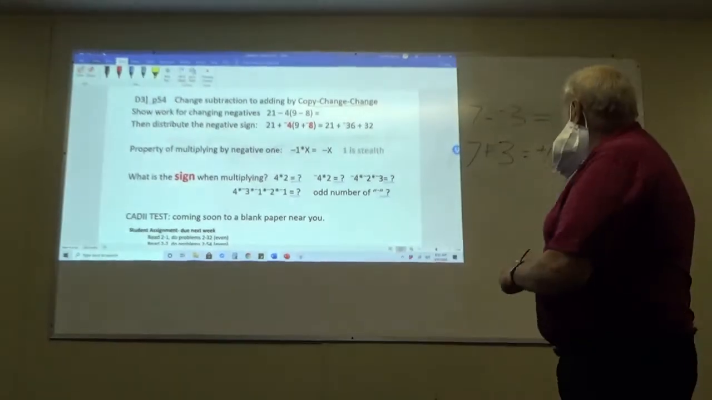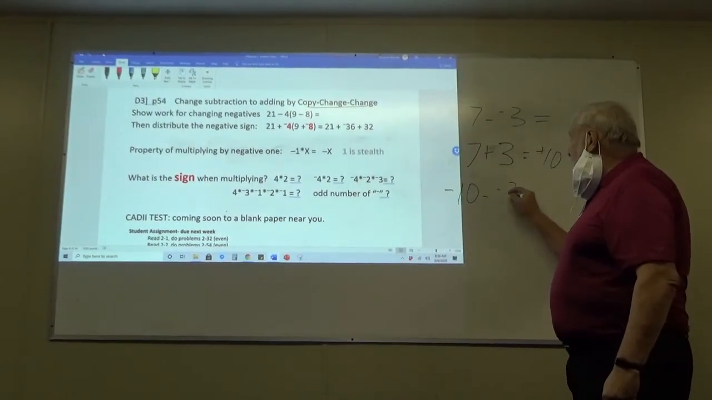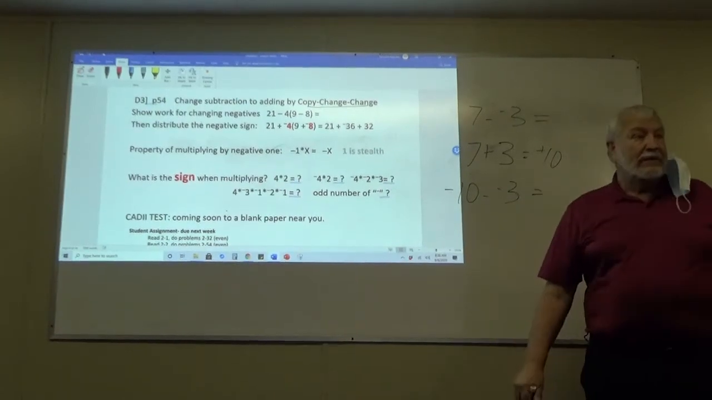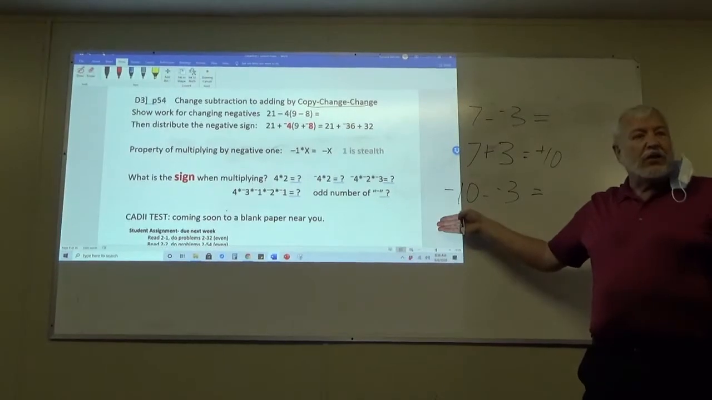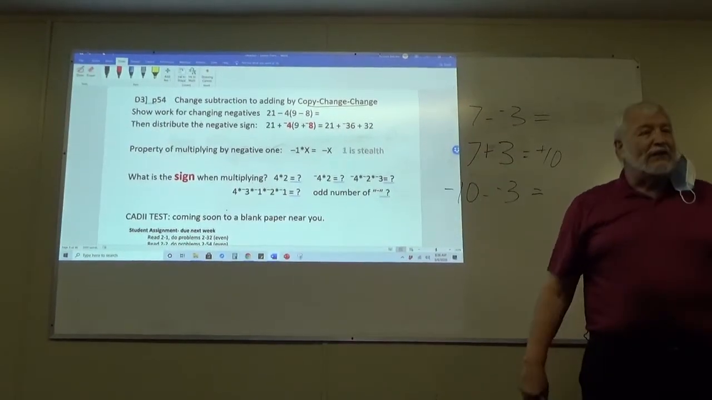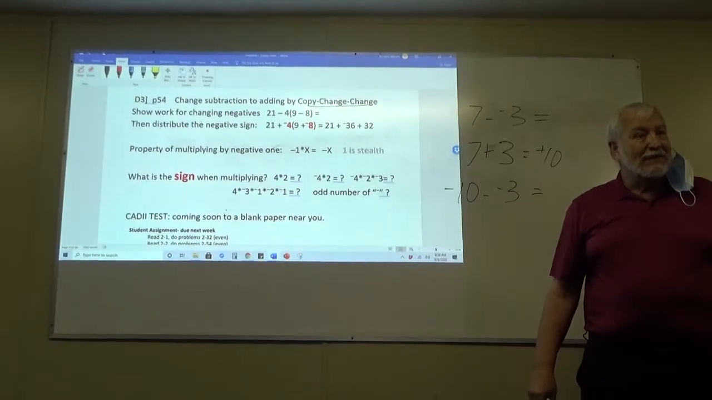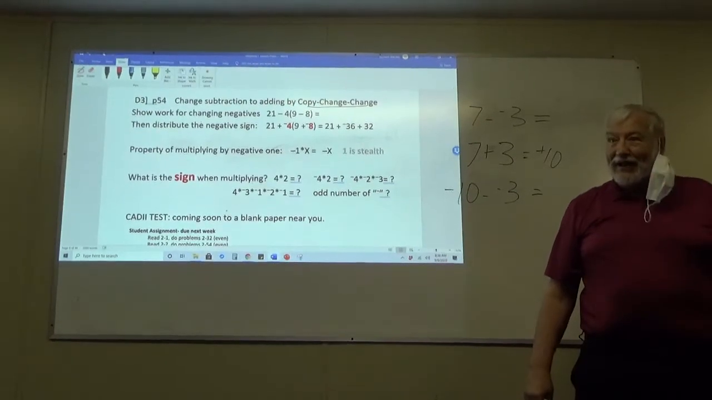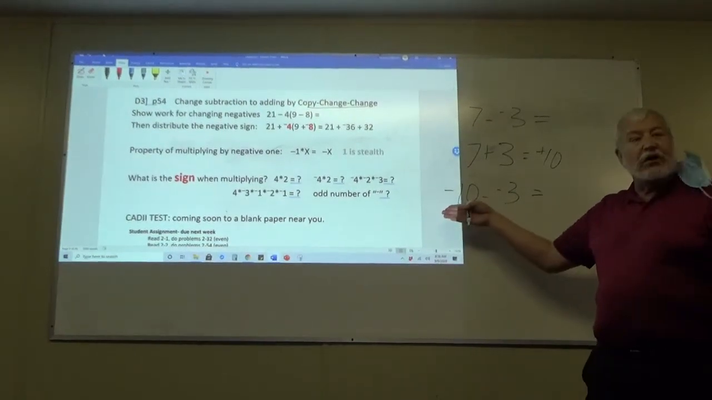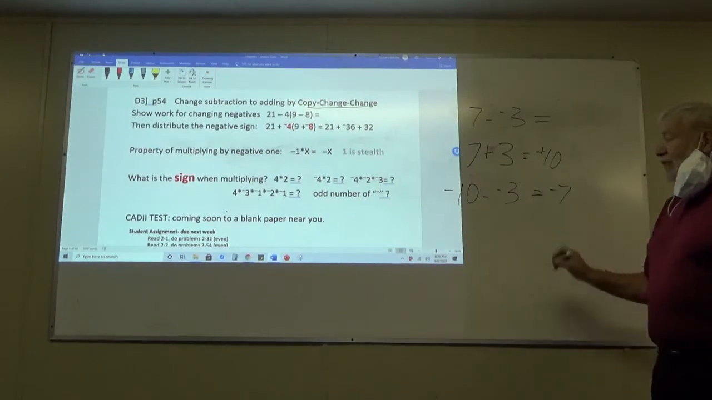Right? And the same thing would be true with this one. Suppose I gave you -10 minus -3. Now, from a conceptual standpoint, if I start with -10 and I take 3 negatives away, how many are left? If I start with 10 apples and take 3 apples away, how many apples are left? 7. If I start with this and I take 3 of them away, I have 7 of them left.